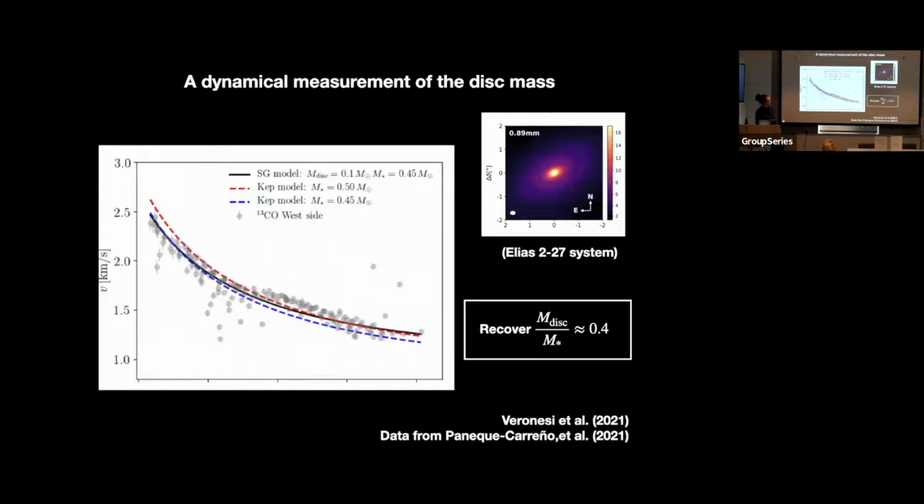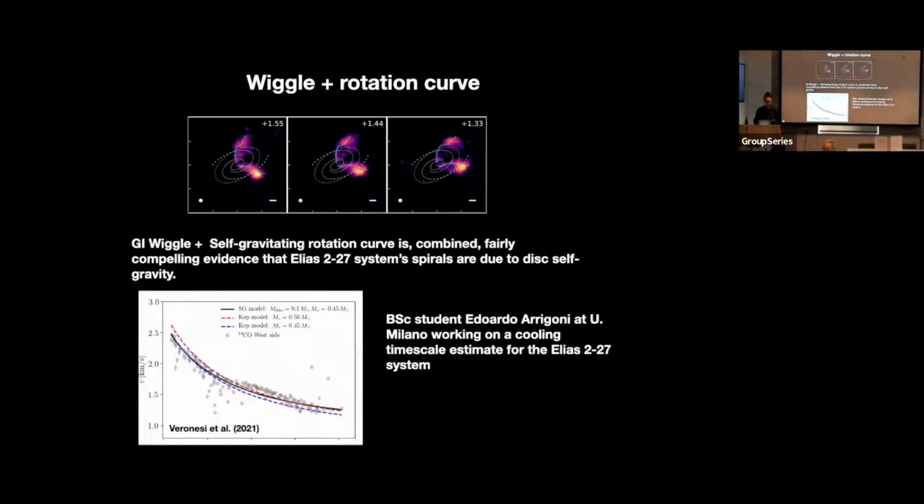Using the expression that I just showed you, Benedetta recovered that the disk to star mass ratio for the Elias 227 system is 0.4. The threshold for GI to set in is usually about 0.1. So we're able to demonstrate that the spirals that we see in this system are probably due to gravitational instability. If we combine the GI wiggle with this self-gravitating rotation curve, I think it's fairly compelling evidence that what we're looking at here is the GI wiggle and not some other effects such as the vertical shear instability or some planets that we can't see.